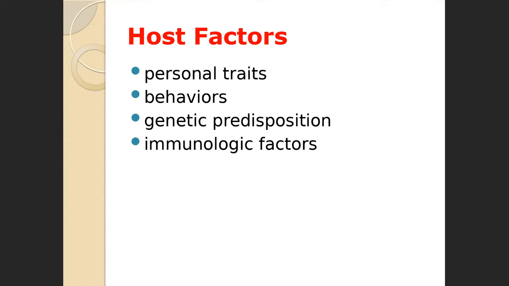Second one is behaviors. Behaviors, as we mentioned before, for example smoking or alcohol, and genetic predisposition and immunological factors. Immunological factors is about whether the person is immune or not. We have immune versus susceptible. So what do we mean by susceptible person?